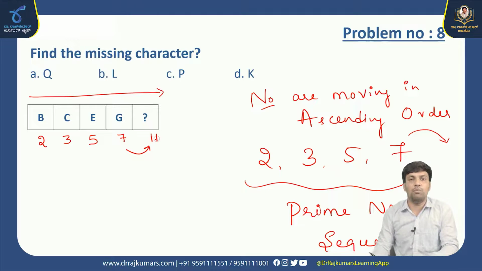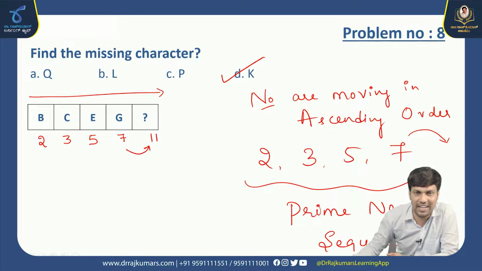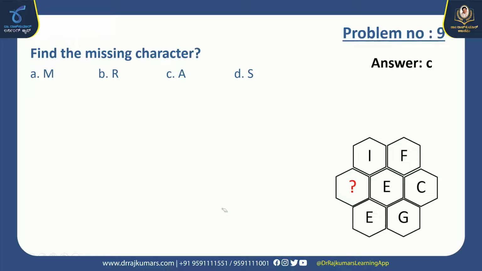We need to find the next prime number after 7. The prime number that we get after 7 will be 11. We need to fill the letter which is at the 11th place in the English alphabetical series. The 11th place in the English alphabetical series will surely be option D. Right? Moving on to our very next question. Problem number 9. Find the missing character. Options are M, R, A and S.